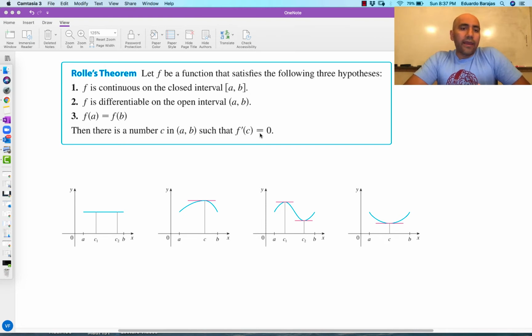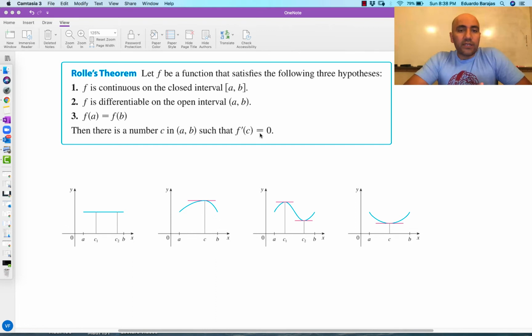Number one, f is continuous on a closed interval from a to b. Very important that it has to be a closed interval, so the endpoints have to be part of the function, or part of the domain. Two, f is differentiable on the open interval from a to b. And three, we're going to let f of a equal f of b.